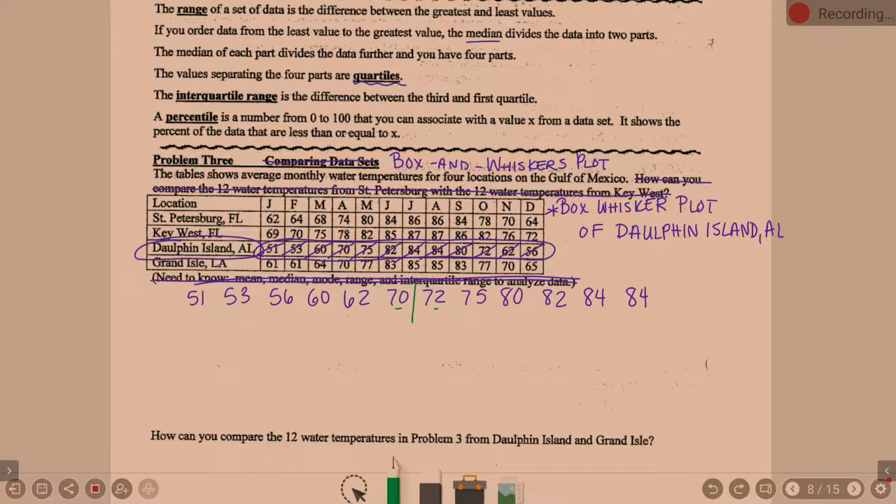On the front side, we had an odd number of numbers. There was a middle number. On the back side, we have an even number of numbers. How do I find my median? Don't you take the number in between the two? Okay. 70.